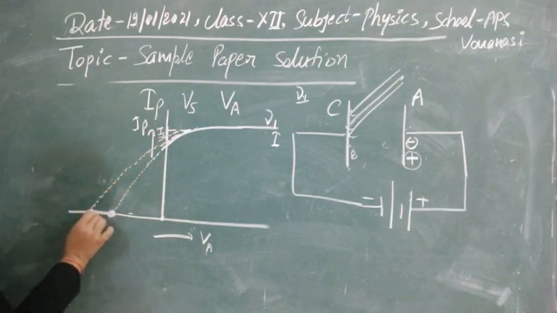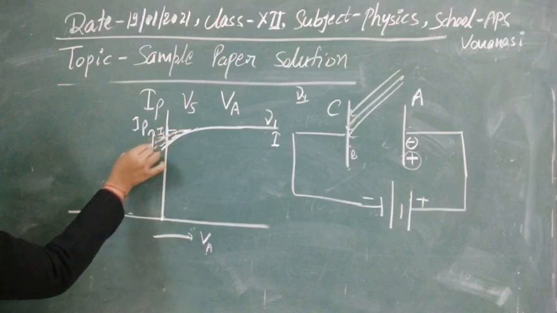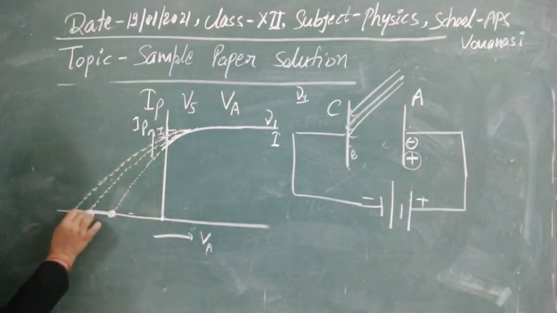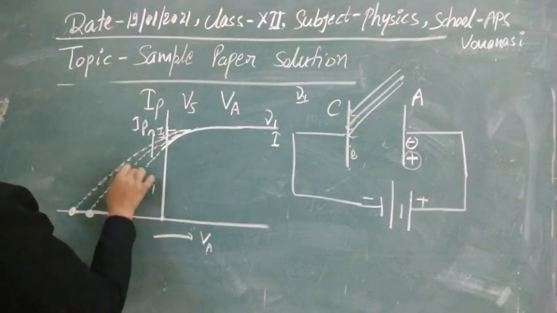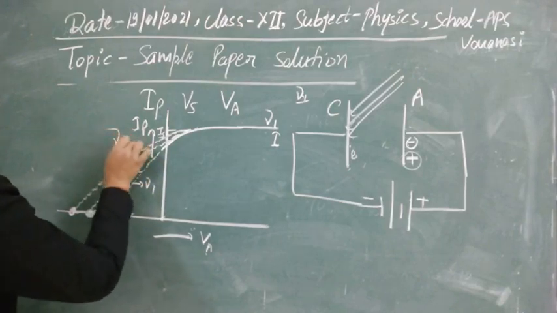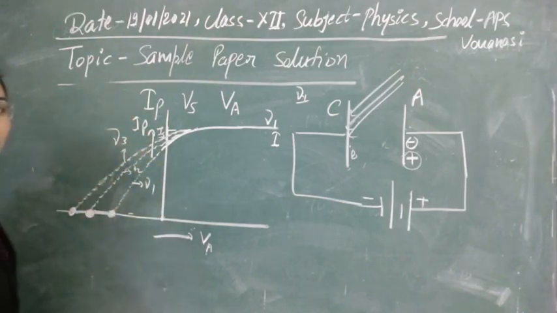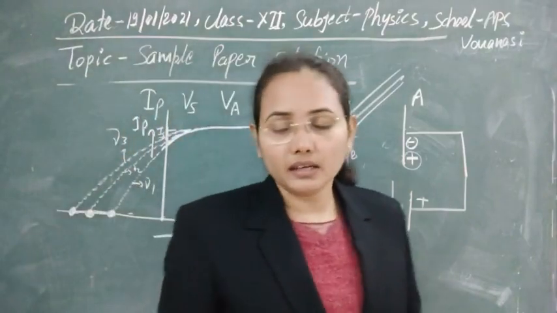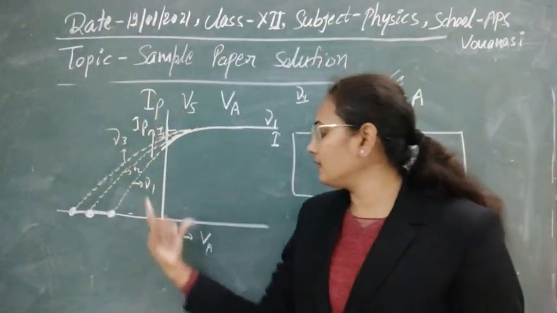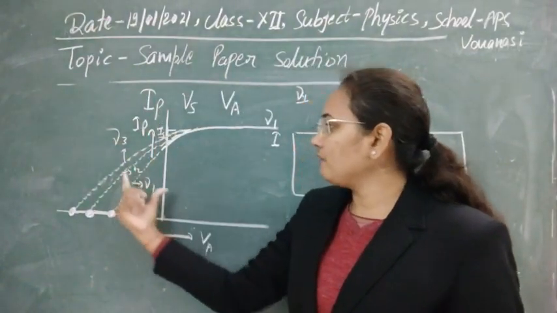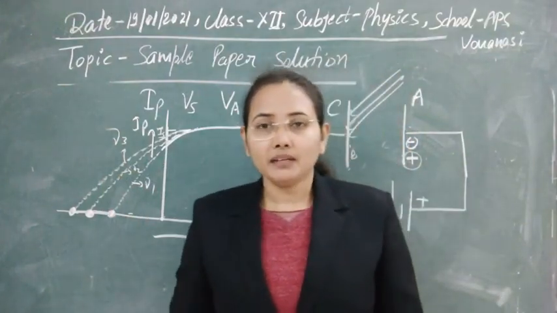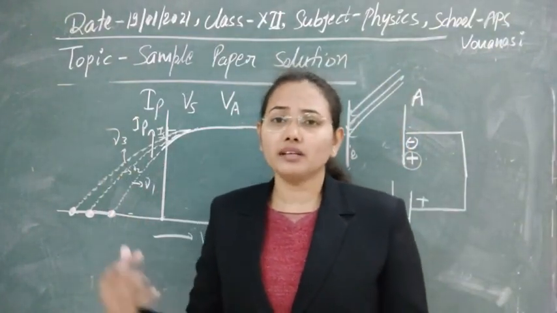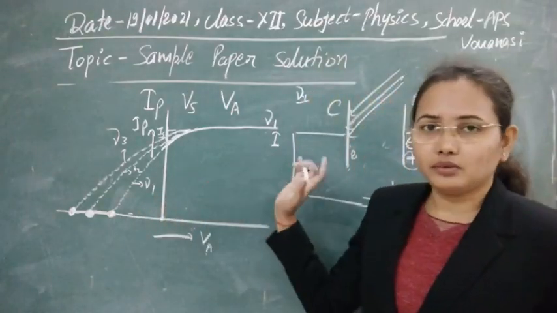This means this potential will change. If we continually increase the frequency, then for different frequencies the cutoff potential will be different. Suppose this is at nu1, this is at nu2, and this is at nu3, where nu3 is greater than nu2 and greater than nu1. So this is the graph between photoelectric current and anode potential at different frequencies. This means the cutoff potential depends on frequency, but at the same intensity the saturation current is not changing.